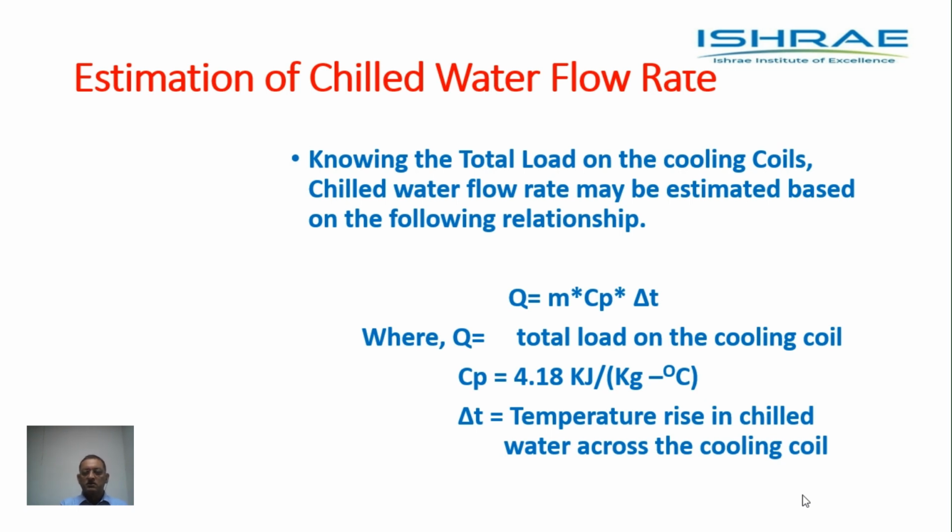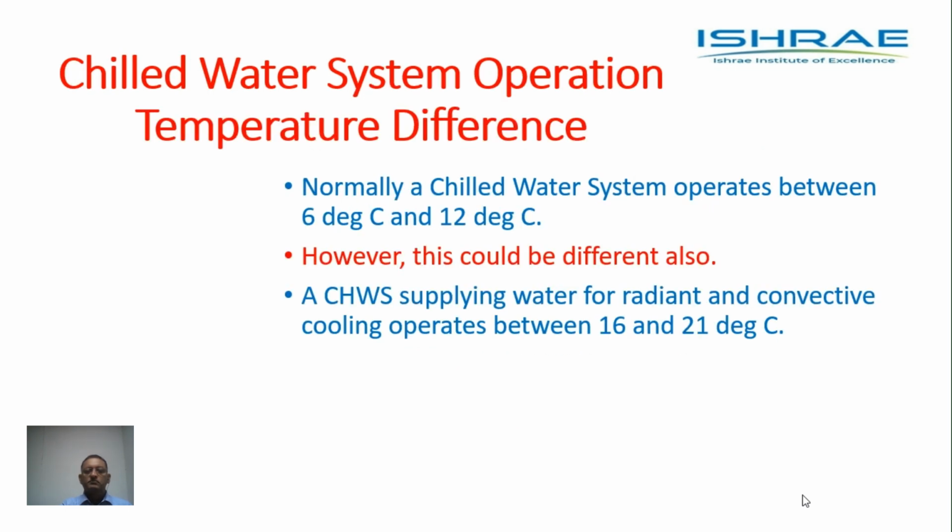So if we know the total load on the cooling coil Q, if we know Cp, which is a material constant, and if we know delta T, which is a design constant for the specific project that we are doing, then we can calculate the mass flow rate that is needed. Normally, a chill water system operates between 6 degrees and 12 degrees centigrade. Please mark that I have said normally a chill water system operates between 6 and 12 degrees centigrade.